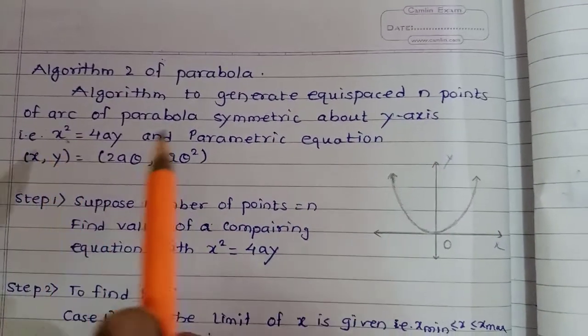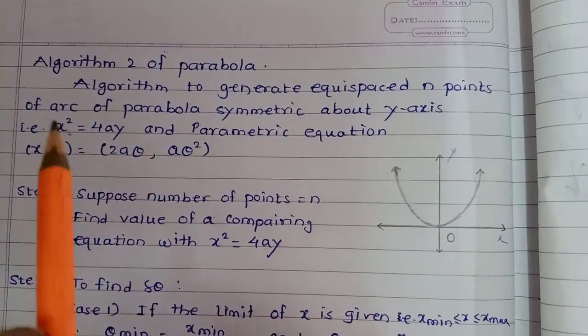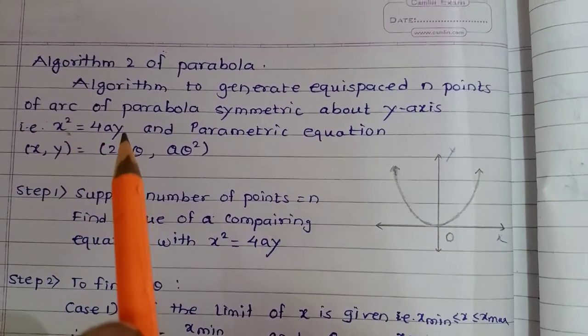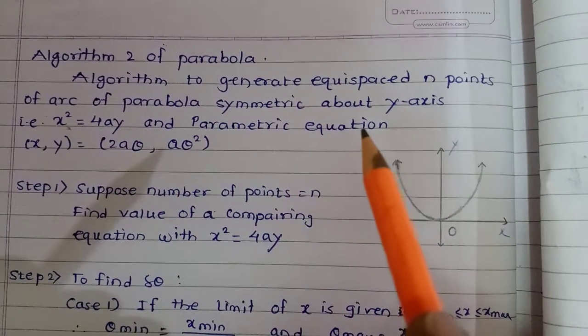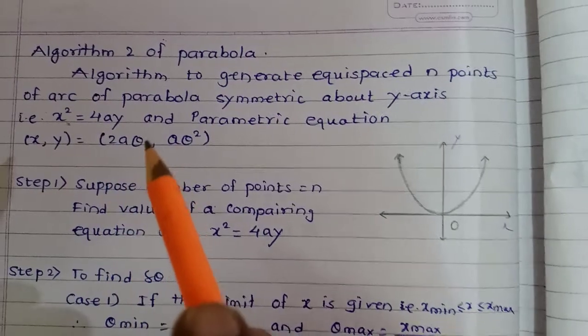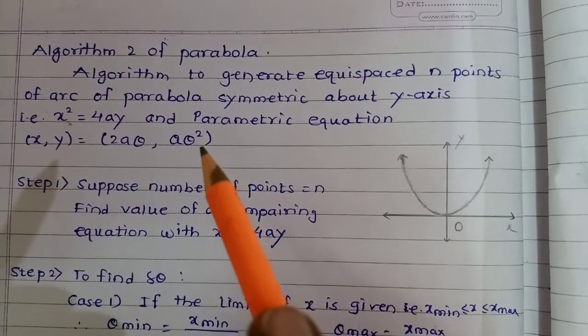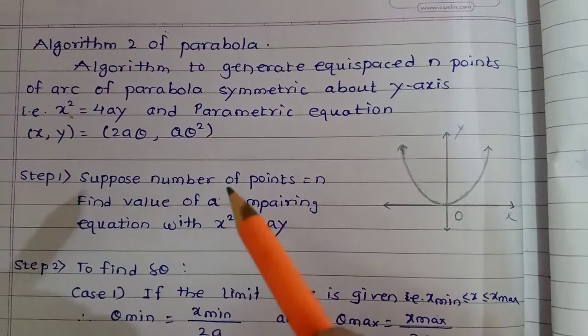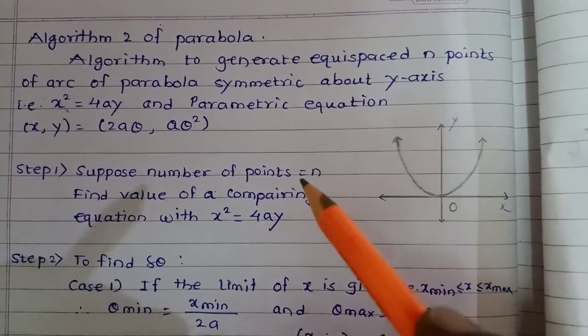That is, if it is symmetric about the y-axis, our equation is x square equal to 4ay, and its parametric equation is the ordered pair x comma y which is equal to 2a theta comma a theta square. So according to this, step one is: suppose the number of points equal to n.